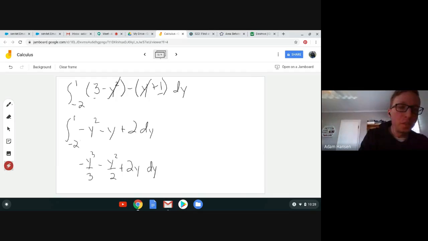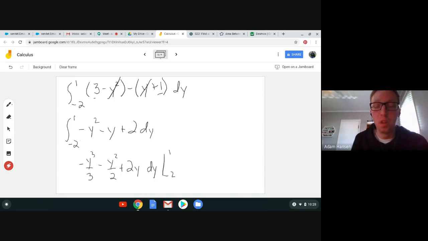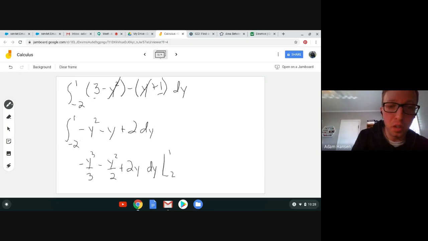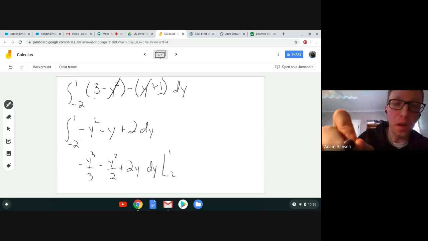Now, to evaluate between -2 and 1, unfortunately this isn't 0 anymore, like our previous example. I'm going to have more work to do because I need to plug in both the upper and lower bounds. Usually, if one of those is 0, you only have half the work, but that's not the case here. Let's start with 1. When I plug 1 in, it should be -1/3 minus 1/2 plus 2.